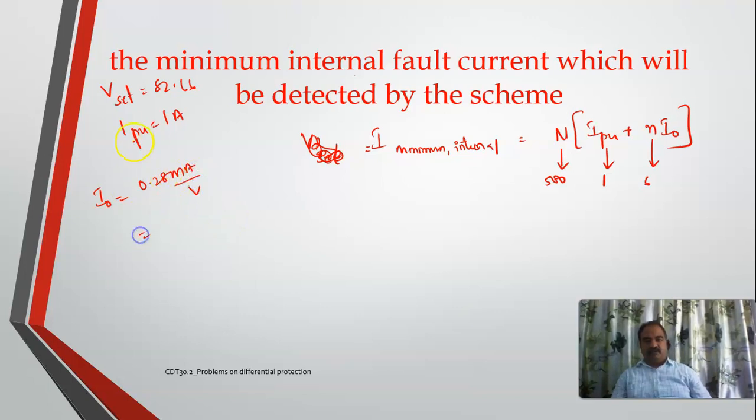How many volts we do have? What is the V setting which we do have now? 0.28 into 10 to the power of minus 3 into voltage is 82.66. This is your leakage current. This is what you should keep here now. So if I calculate I naught, I will be getting somewhere around 0.28 into 82.66.